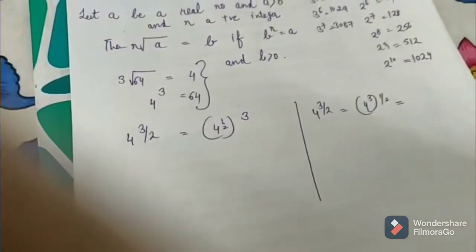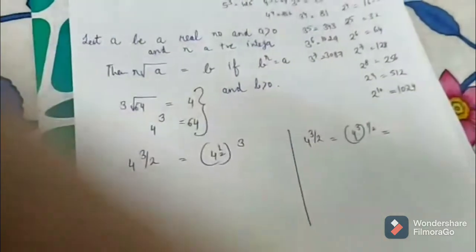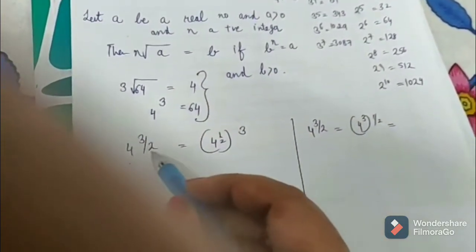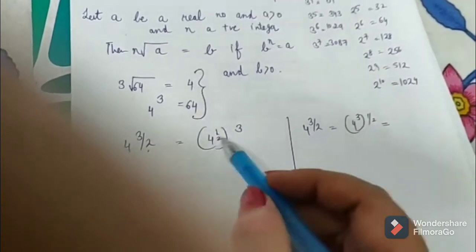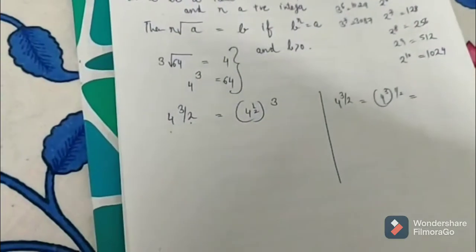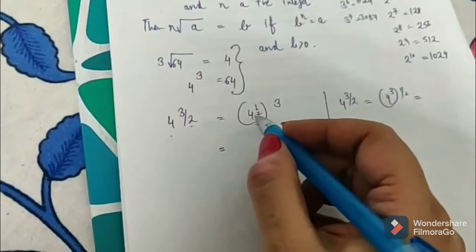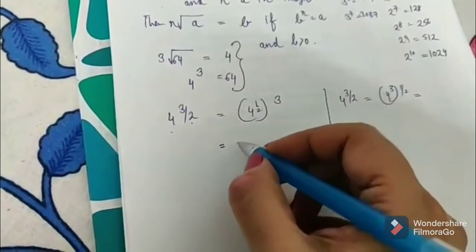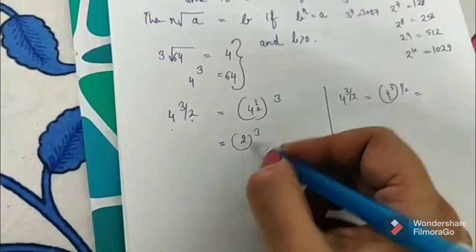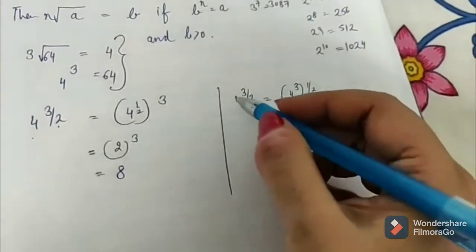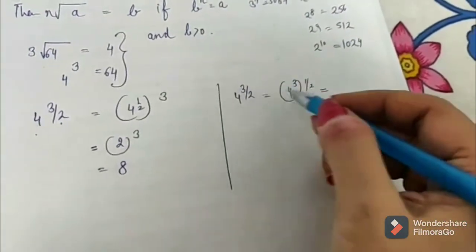Let us do a question based on this rule. We have to calculate 4 raised to power 3/2. We can do this question in 2 ways. Firstly, 4 raised to power 1/2 whole power 3. And what is 4 raised to power 1/2? यानी कि this is square root of 4 यानी कि 2, raised to power 3 is what? 8.